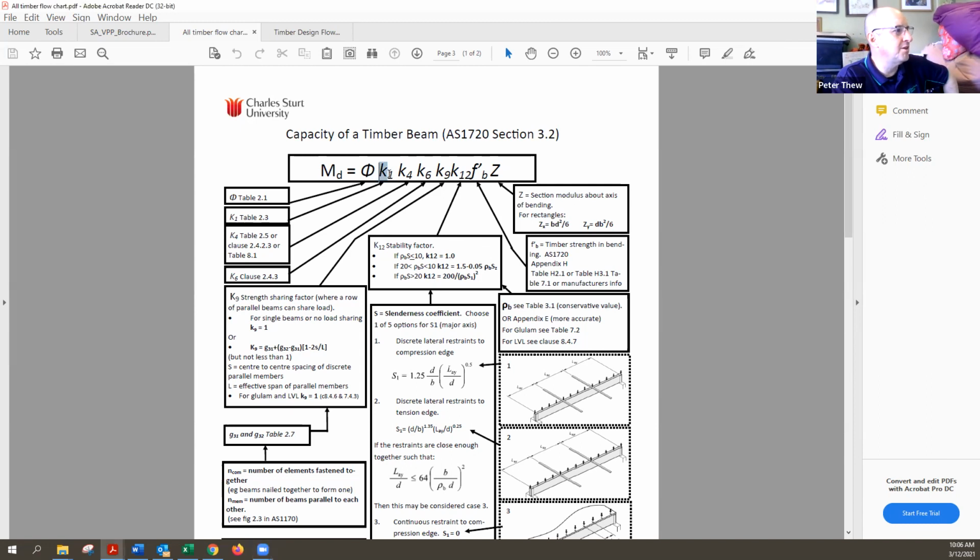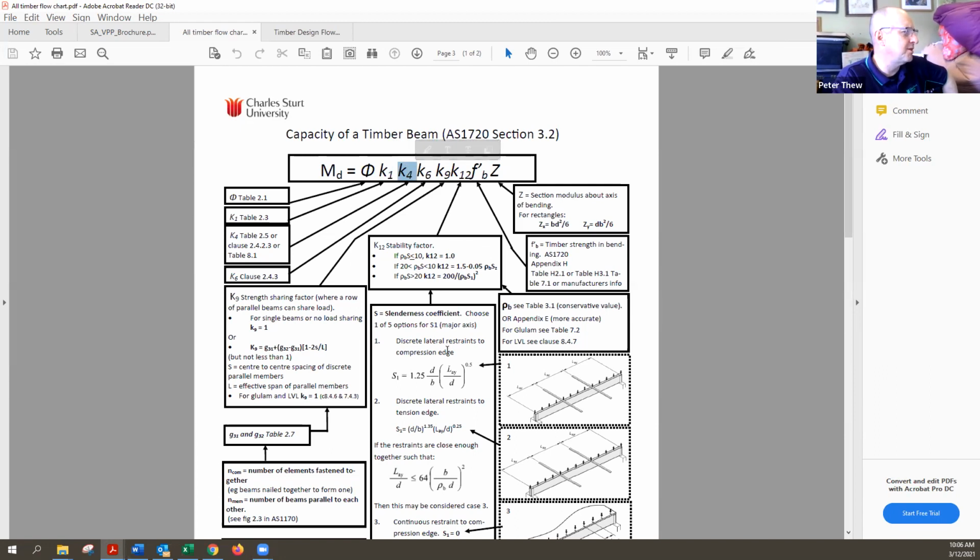The K1 value is about the duration of the load. How long is it loaded for? You guys understand all that? So permanent loads, it's 0.57. For short-term loads, it's 1, depending how short-term it is.